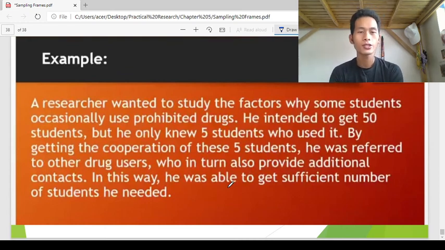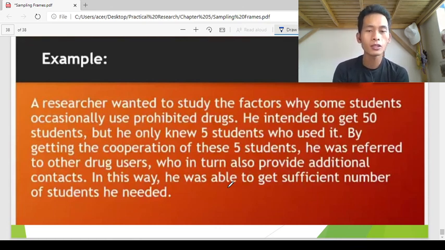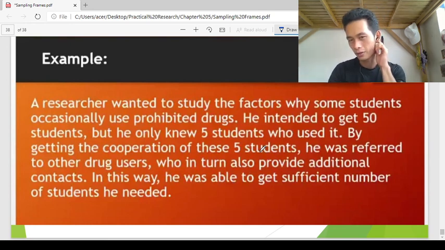Example, a researcher wanted to study the factors why some students occasionally use prohibited drugs. He intended to get 50 students, but he only knew 5 students. Now, mag-start siya, unsa niya pag-reach ang 50 students. By getting the cooperation of these 5 students, he was referred to other drug users, who in turn also provide additional contacts. In this way, he was able to get the sufficient number of students he needed. So, another example, kay hadlo kay akong example about the usage of prohibited drugs.